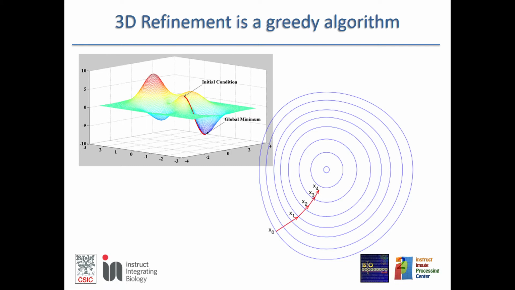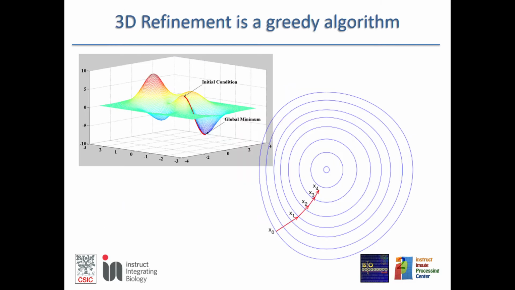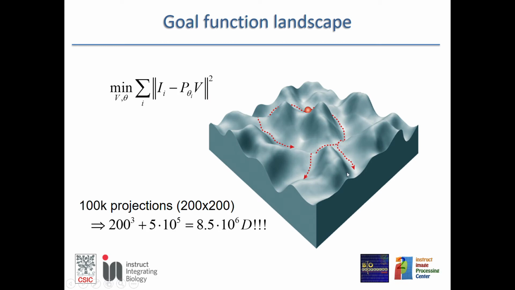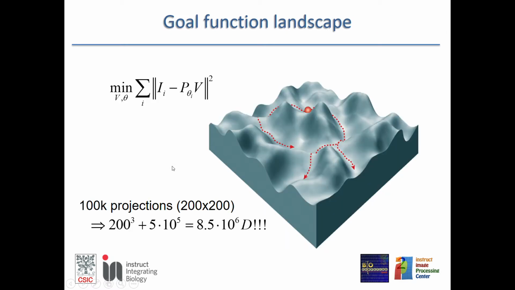Given the current solution, I'm trying to look for a very good direction from the current solution. And the problem is that rather than these very smooth functions, we are trying to minimize a function that has a lot of local minima. And instead of being in 2 dimensions like this one, where we only have to choose 2 parameters, we have to choose many parameters.